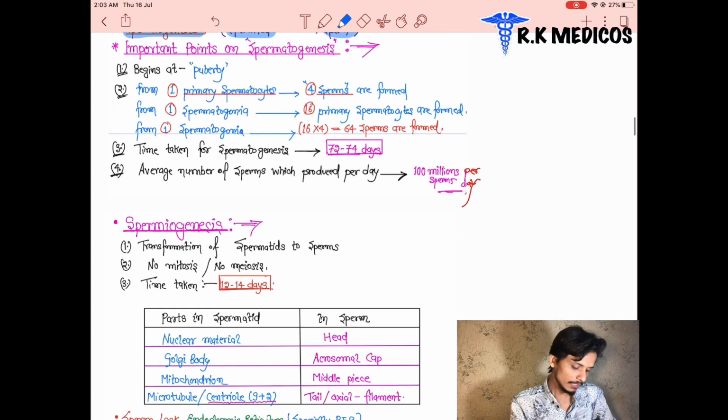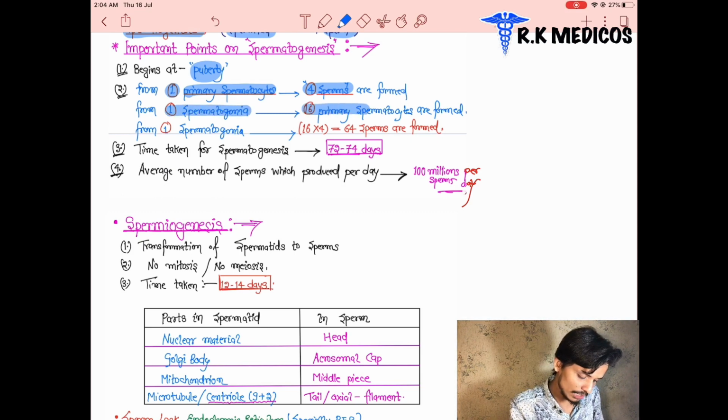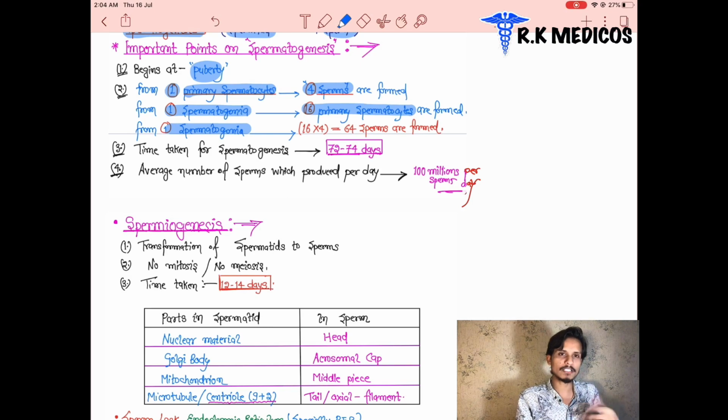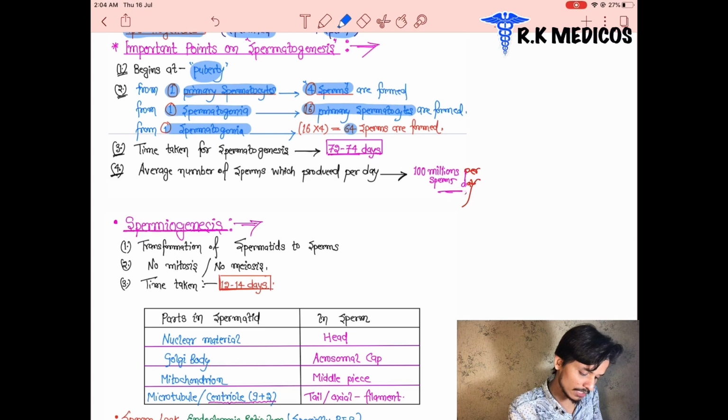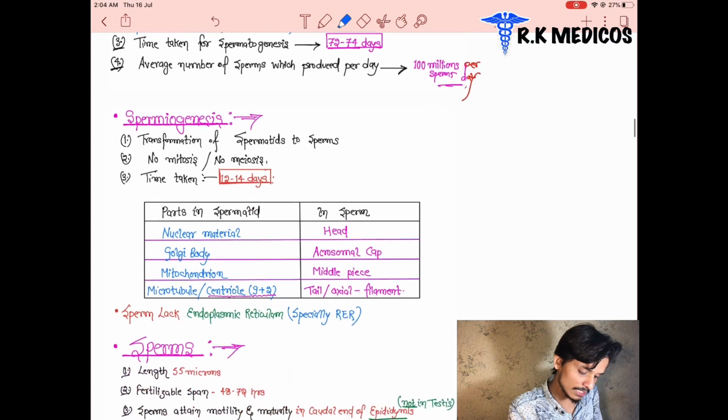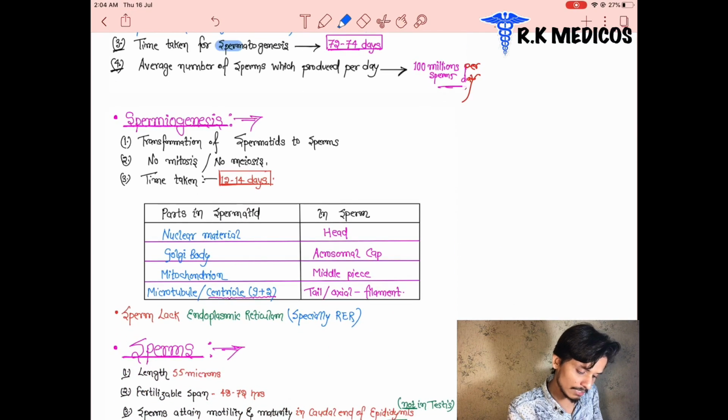Next point, one primary spermatocyte produces 4 sperm. It is true, we already discussed. One primary spermatogonium produces how many? 16 primary spermatocytes. It is also true. One spermatogonium produces how many sperm? That is 64, because 16 into 4. And the time taken for spermatogenesis is 72 to 74, basically 74 days. You have to write 74 days.